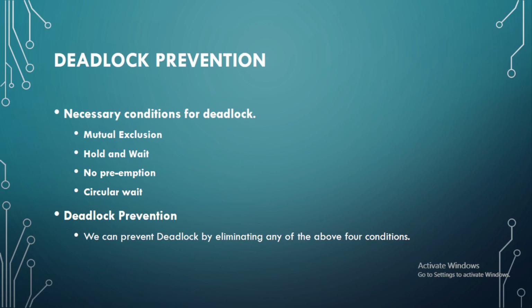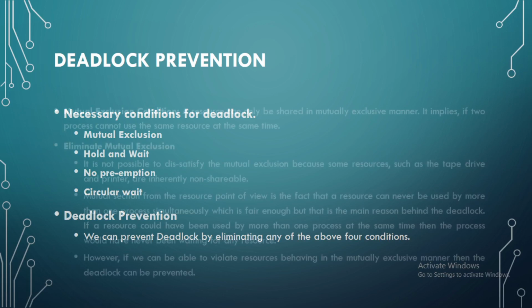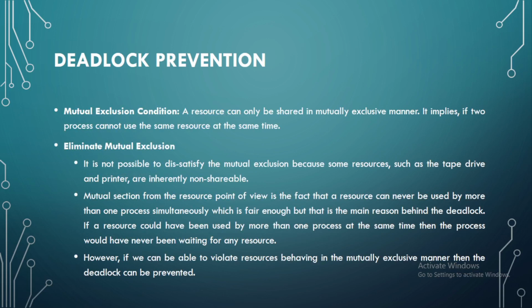So we have to understand all these 4 conditions must occur in order to get a deadlock situation. So if we eliminate at least one of these conditions, then we can prevent the deadlock. First condition, mutual exclusion condition.